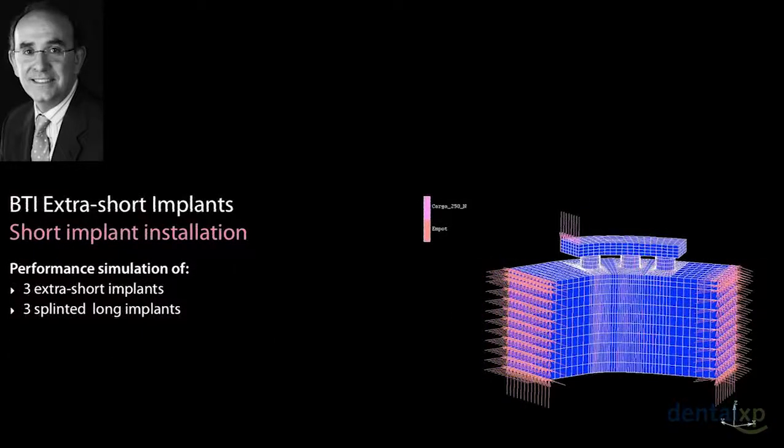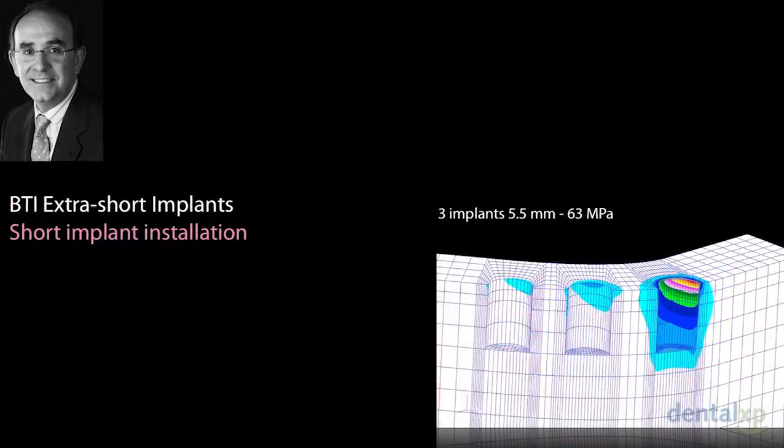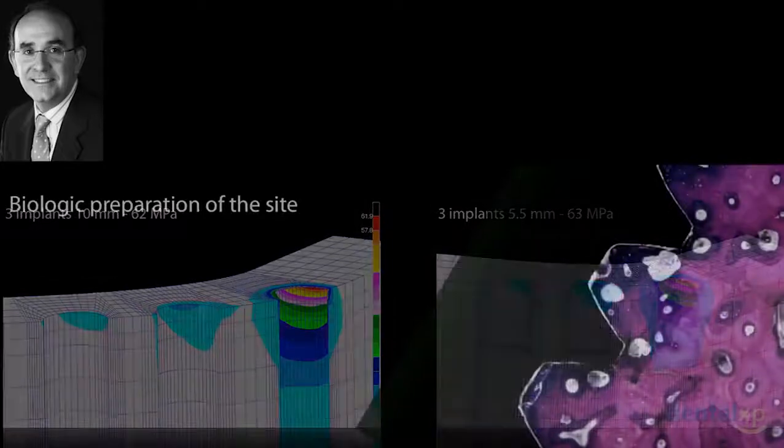When we talk about extra short implants, again we use finite elements, and we observe what happens in the distribution with extra short implants. The maximum tension will be 63 megapascals, but with a longer implant it is exactly the same. For that reason, in the posterior regions, even in the sinus area, does it make sense to place implants of 10, 11 or 13 millimeters, or maybe more sense to place implants of 5.5, 6.5 or 7.5 millimeters?